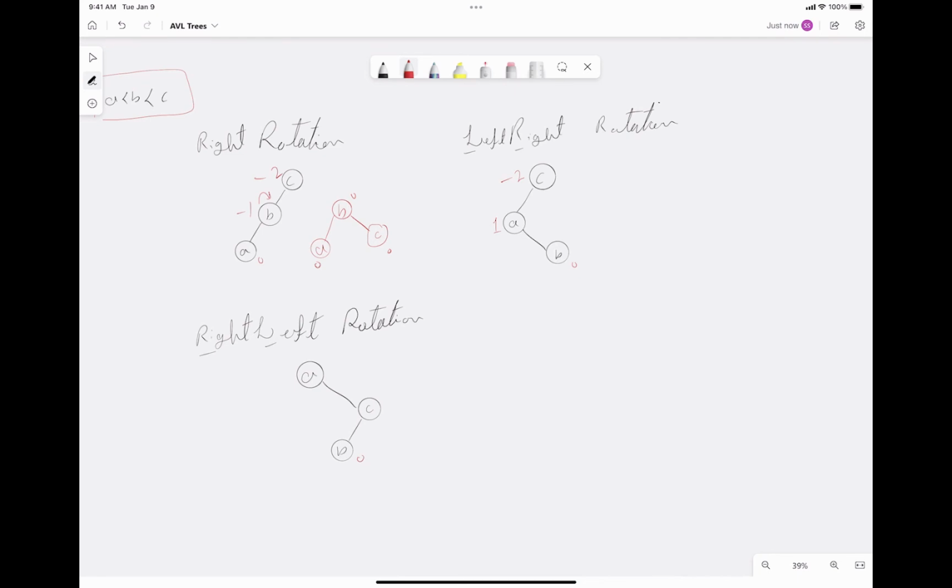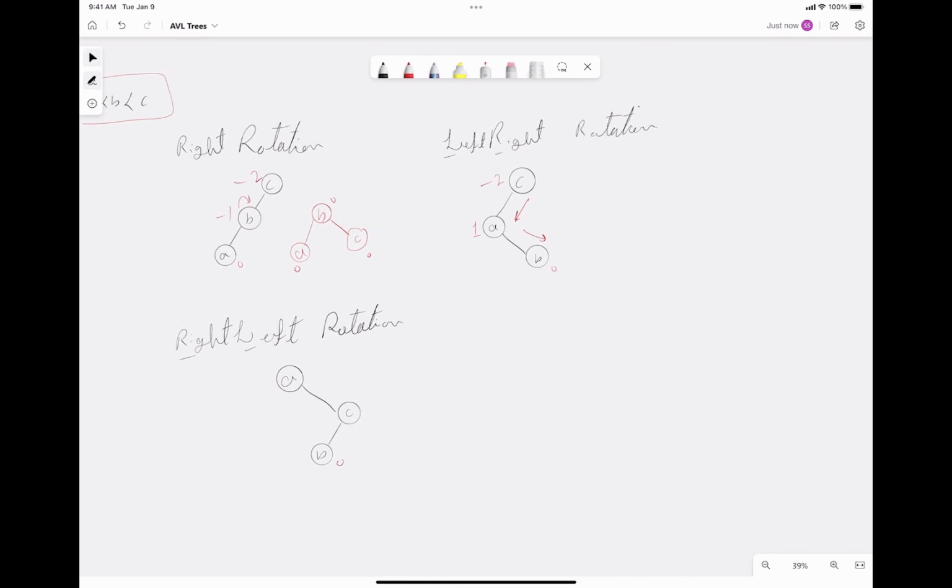In this case, the tree grows not in one straight path, but it goes here and then here, something like that. So it goes first to the left and then to the right. We need to do one left rotation around A first, and then we're going to do one right rotation. So let's see how it happens.